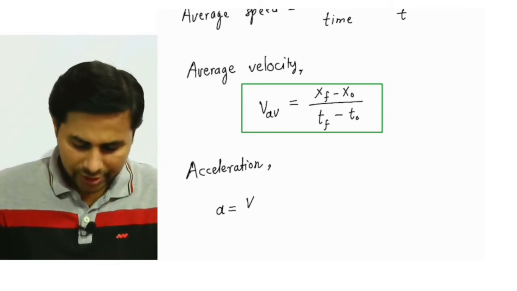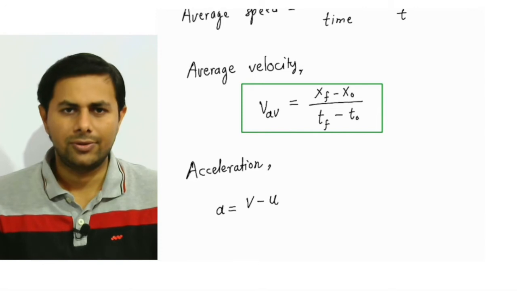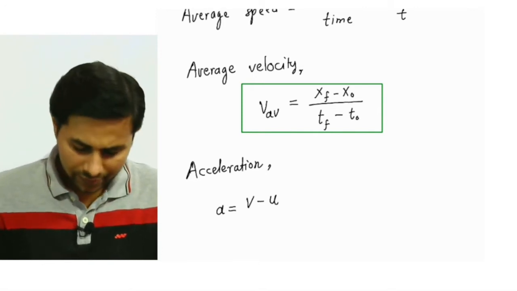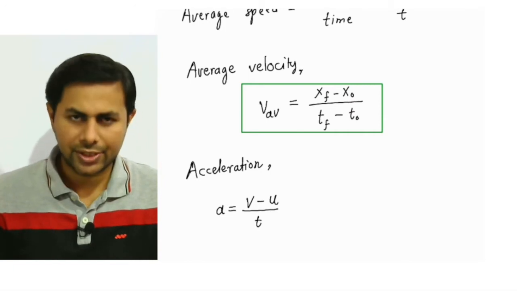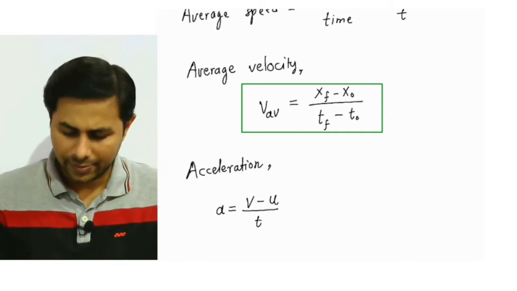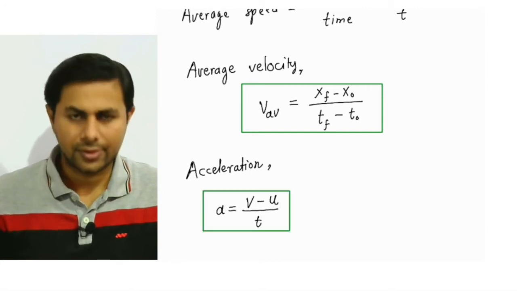So suppose v is the final velocity, u is the initial velocity. So v minus u gives us the change in velocity, and if we divide it by time, we get the change in velocity with respect to time. So it is acceleration. Okay.